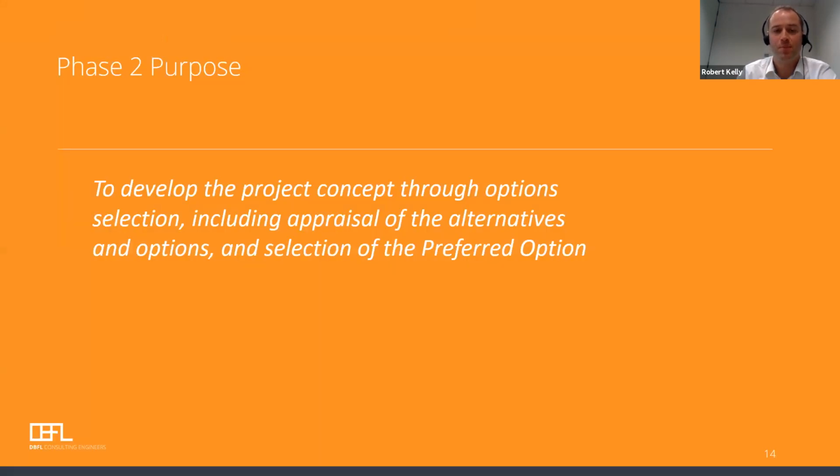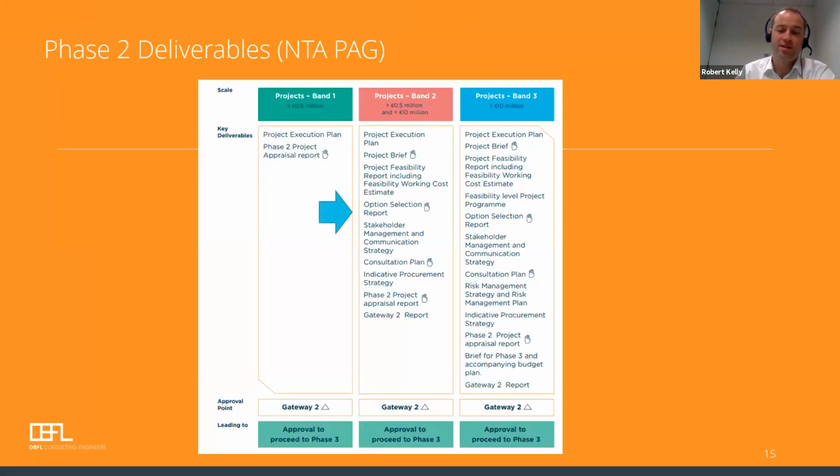There's a lot of work that needs to be done to get to that point, and I'll go through that now. Phase 2's purpose, as taken from the Project Approval Guidelines, is to develop the project concept through the option selection, including an appraisal of alternatives and options, and ultimately a selection of a preferred option. To stress, there is a key hold point in a typical Band 2 project, whereby the option selection report needs to be approved by the NTA before moving on into the following phases of a project.